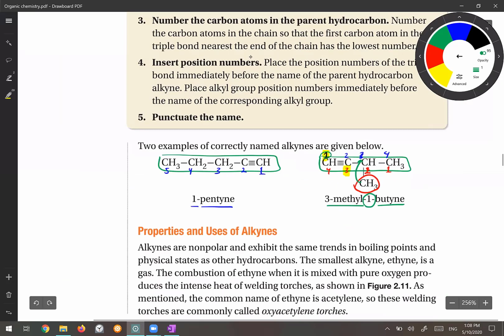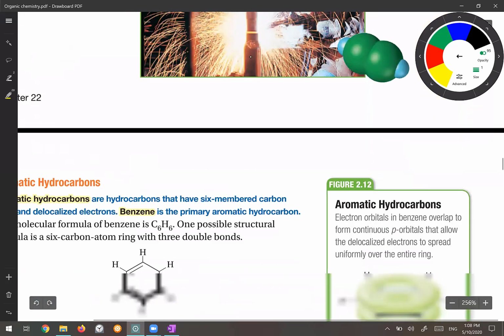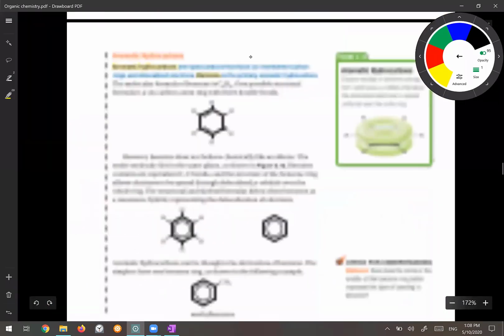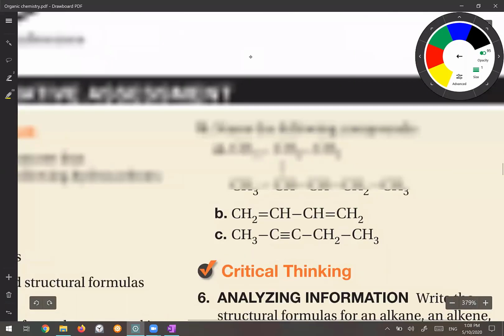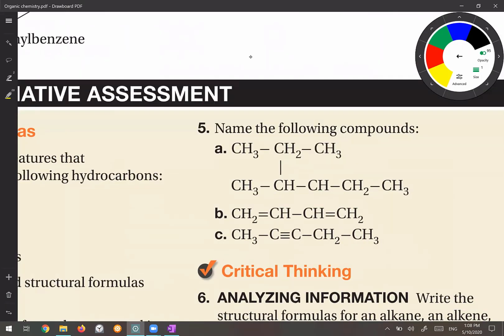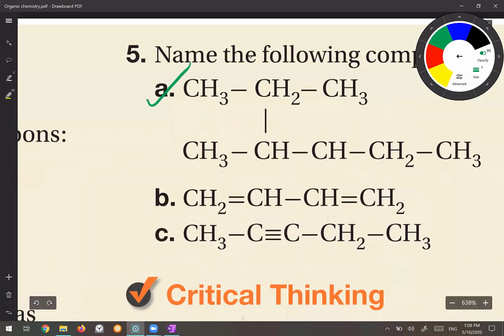So let's do some examples for the naming of the alkynes and alkene. Okay, this one we have done earlier. So let's go to part B. In part B, you have the double bond. So this is the alkene. You have 2 double bonds without any branch. So this is the longest chain, and it's your parent without having any branch.